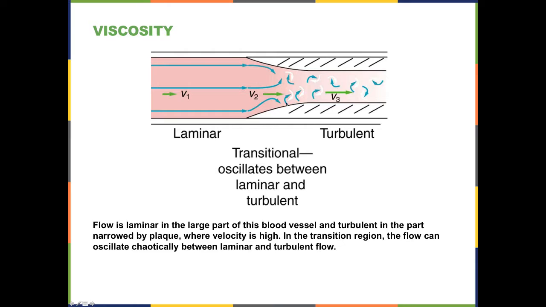Now this transition causing this chaos is what causes the noise that can be heard when you hear a heart murmur. That's the noise across a valve. Or what's called a bruit, which is a noise that is created inside a blood vessel. And it's created by this turbulent flow that occurs with the narrowing.